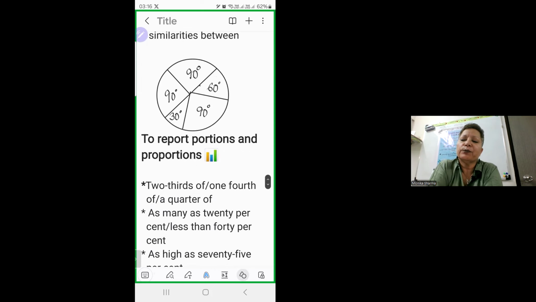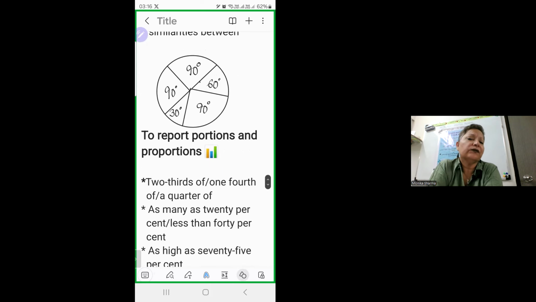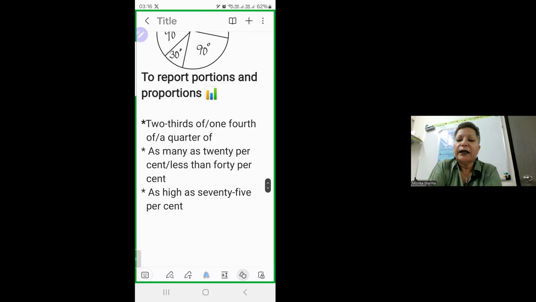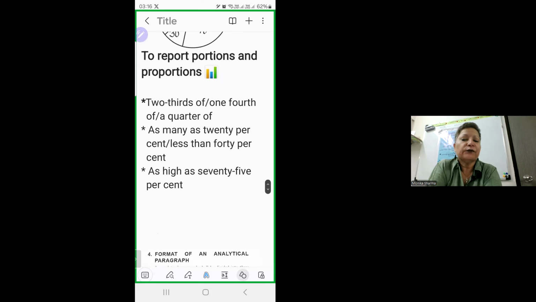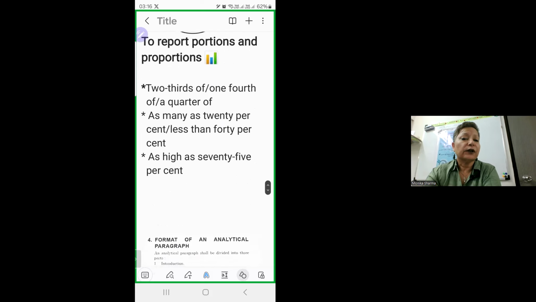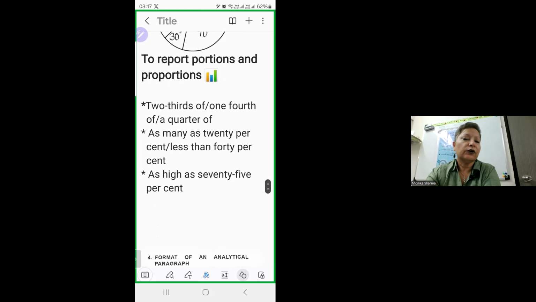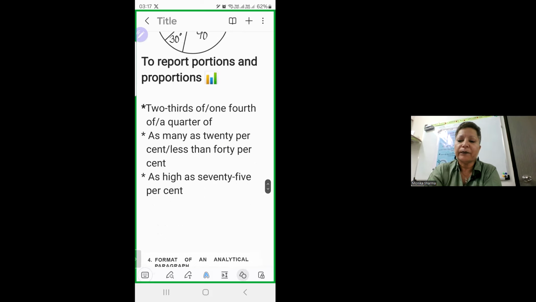So I may have to report a portion saying two-thirds of the entire population, one-fourth, one quarter of, as many as 20%, less than 40%. So these are the kind of things which I can use when I'm talking about proportions or portions in a particular pie chart. As many as 20%, less than 40%, as high as 75%. So these are things which I could have used when I was talking about the reporting of different kinds of data sets.